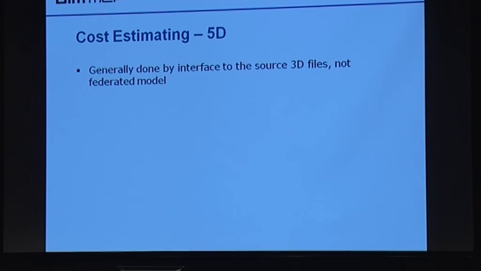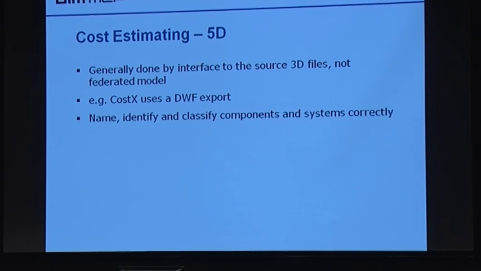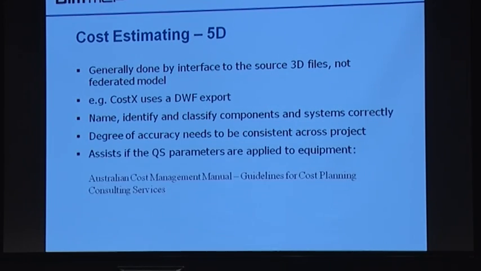Cost estimating, if you're going to 5D, generally the interface is done to the source file. It's not actually done out of the federated files. For example, Costex will use a DWF export. Again, name, identify and classify the components and systems correctly. The degree of accuracy needs to be consistent across the project. It's something that needs to be set up in the BIM plan right up front. But if you're going to do everything to 0.1, like 1 millimetre or whatever it is, it's consistent across the project. It assists if you put the QS parameters in.